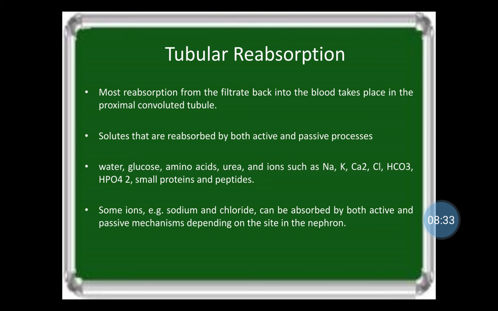Some constituents of the glomerular filtrate, that is glucose and amino acids, do not normally appear in the urine because they are completely reabsorbed unless the blood level is high. The nitrogenous waste products such as urea, uric acid, and creatinine are reabsorbed very little.